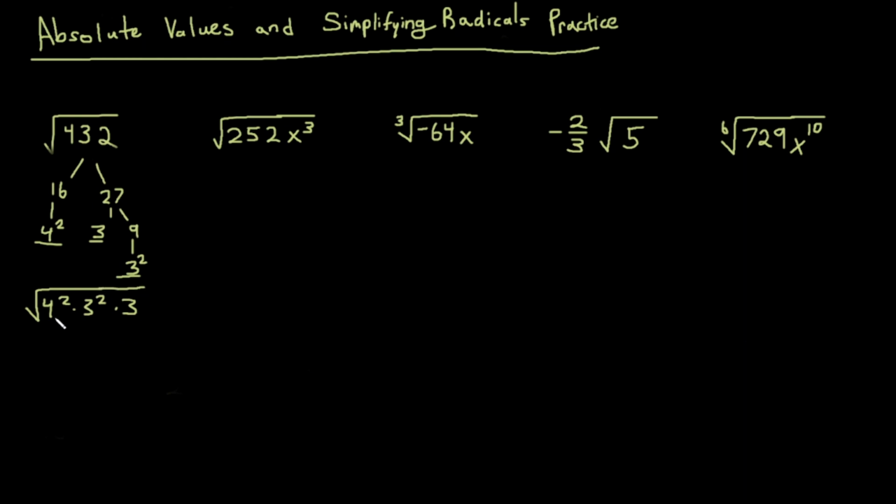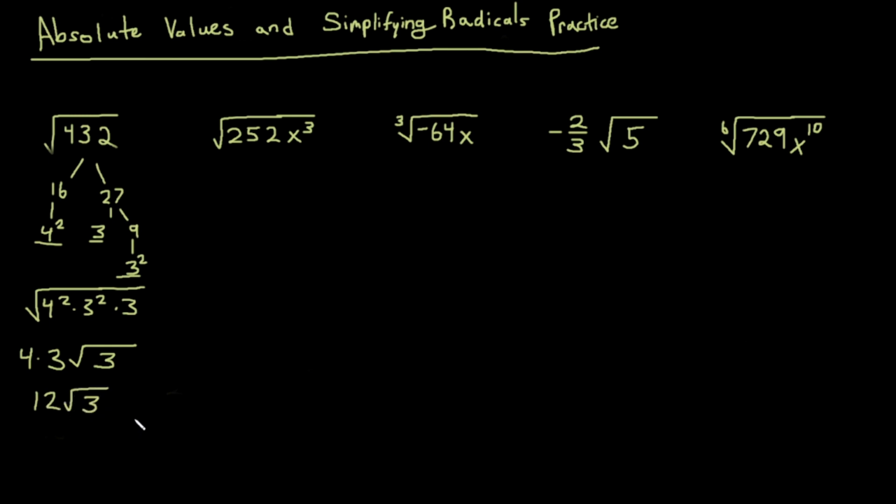Now, since we have two perfect squares in it, we can take these out of the radicand into the coefficient. So we can take out a 4 and a 3. Be sure to take it out as 4 and 3 and not 4 squared and 3, since we are taking it out of a square root. And since 3 is not a perfect square, we have to leave the 3 inside the radicand. Now, we can further simplify this 4 and 3 into 12 root 3.